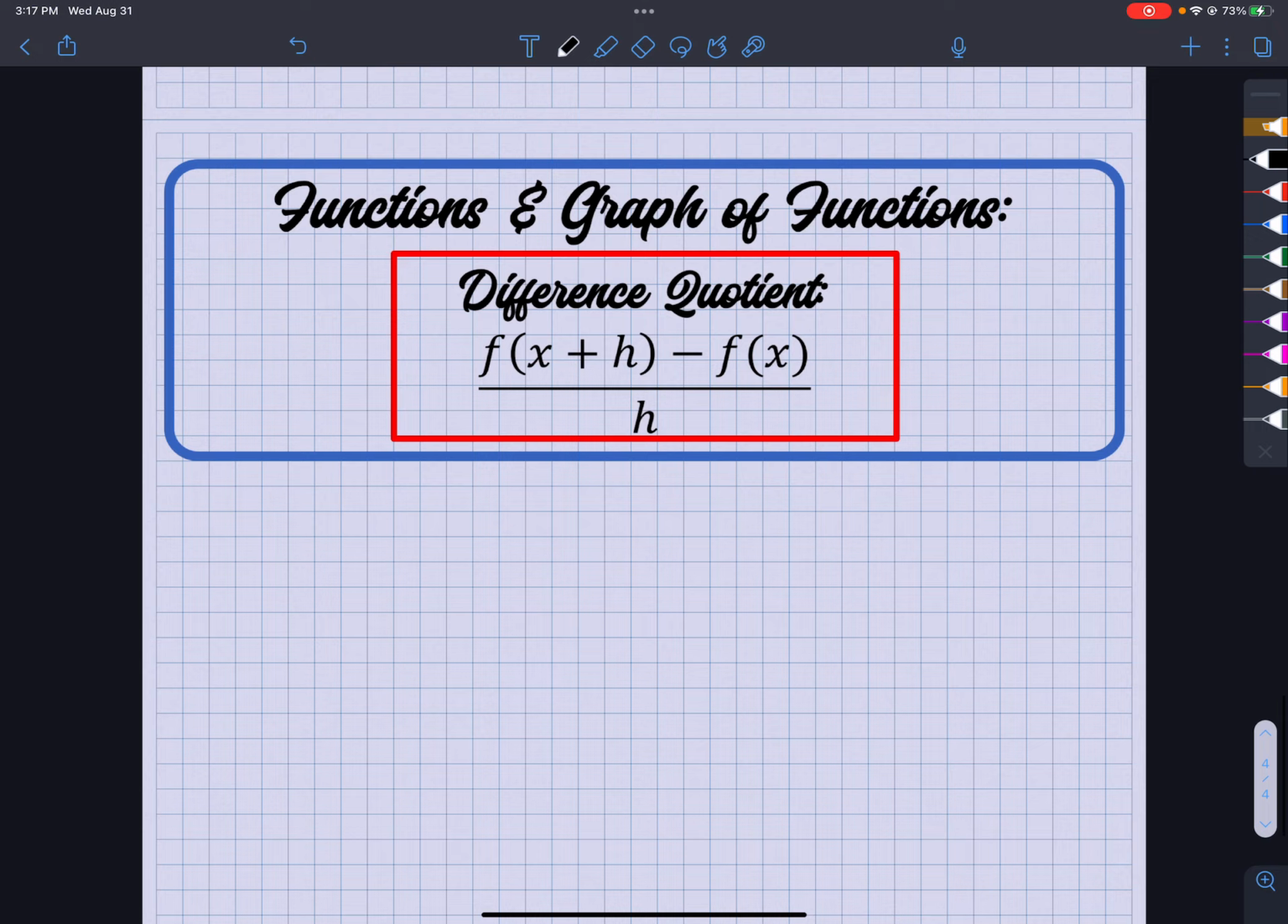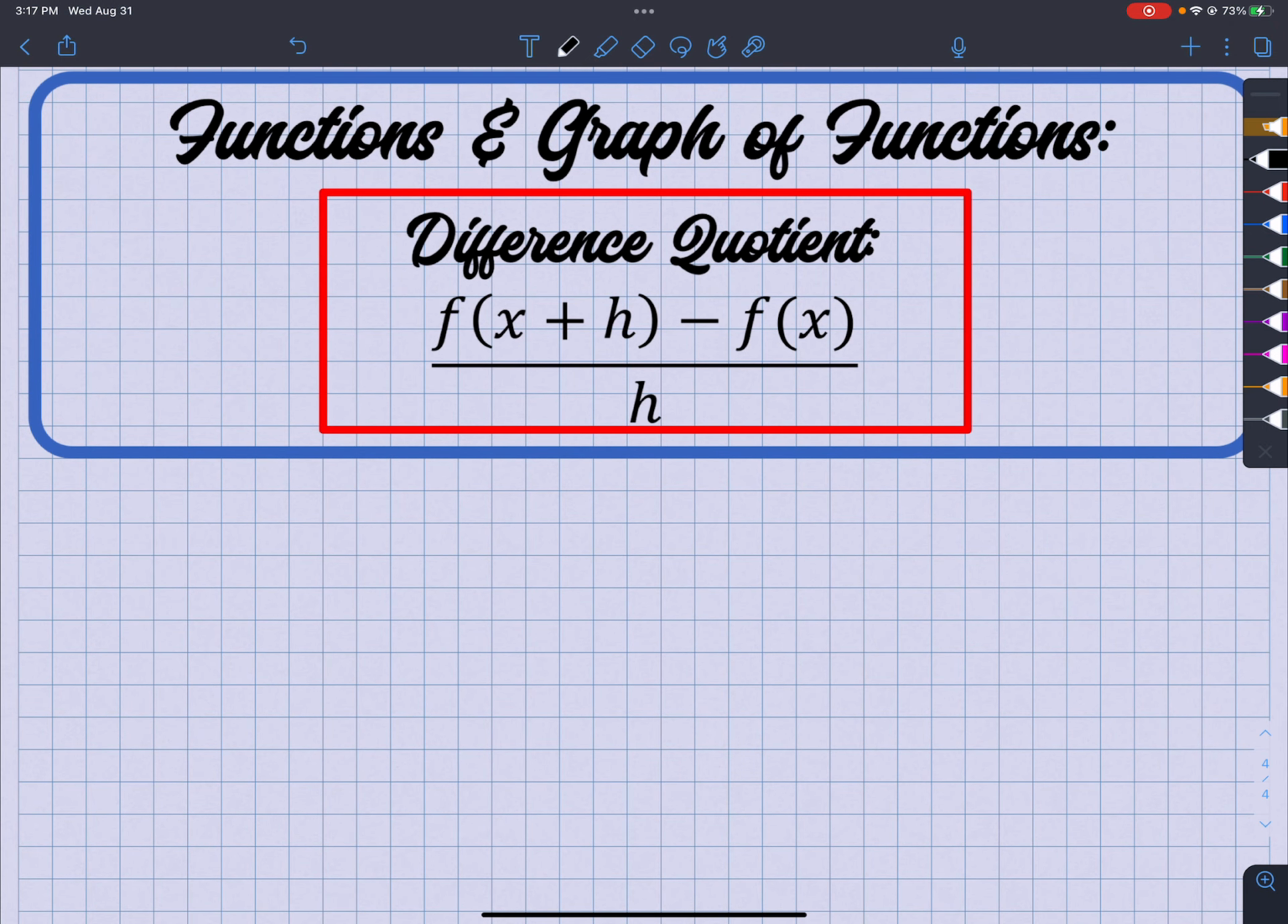All right, so we're now at the difference quotient, which is given by f of x plus h minus f of x all over h. Essentially, this is something that is usually given to you, but you just have to take care of it. So for example, if they tell you that f of x is equal to x squared minus 2x plus 2, and they want you to find the difference quotient.